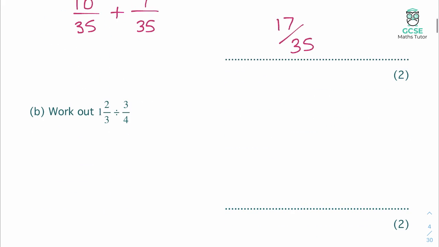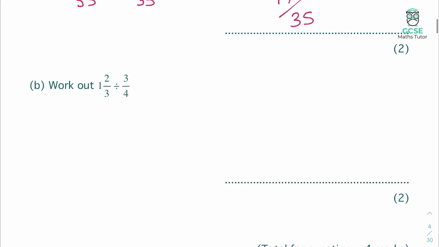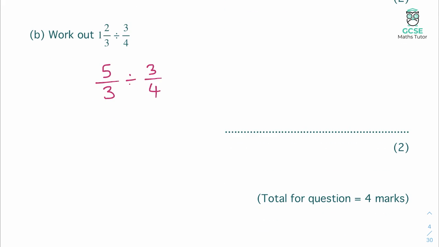35. On to dividing. We have to first make our mixed number an improper fraction. So big times the bottom, add the top, would be 5/3, and we're going to divide that by 3/4. So when we are dividing fractions, we're going to keep the first one, 5/3, and we're going to multiply by the reciprocal, flipping it over, so 4/3.